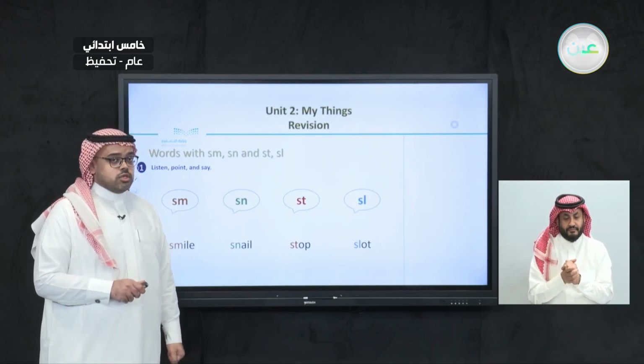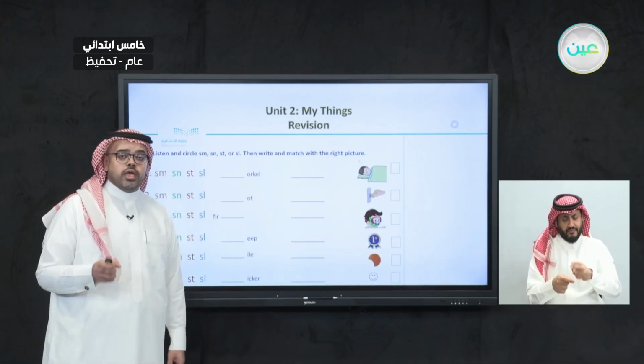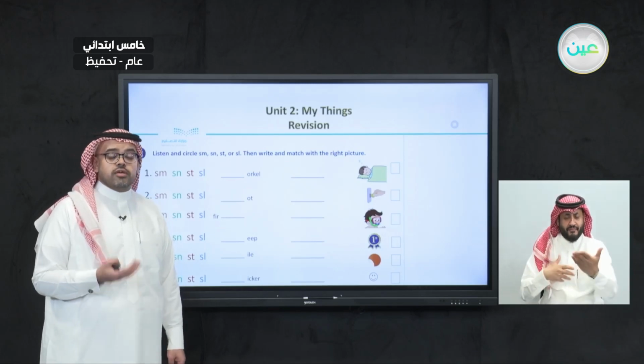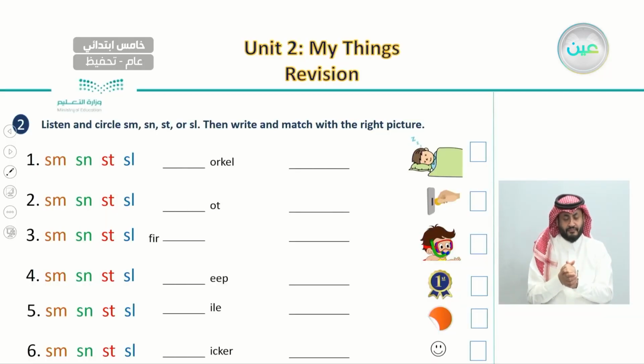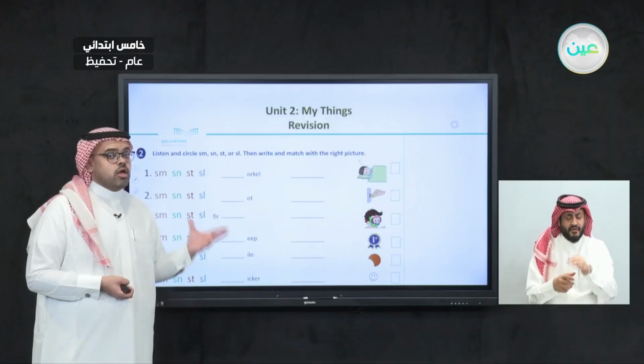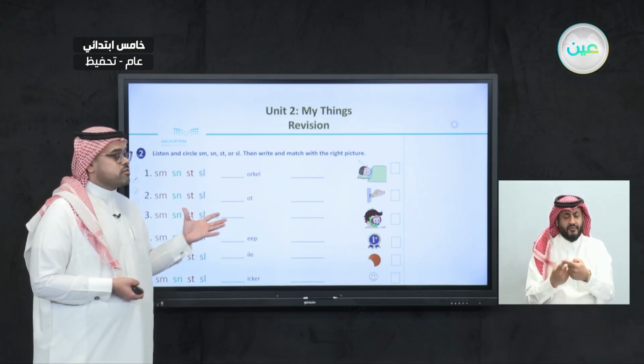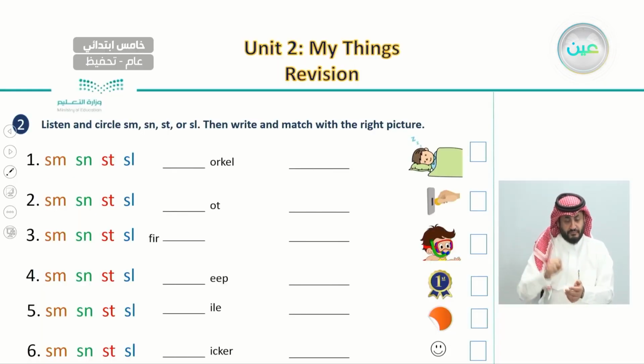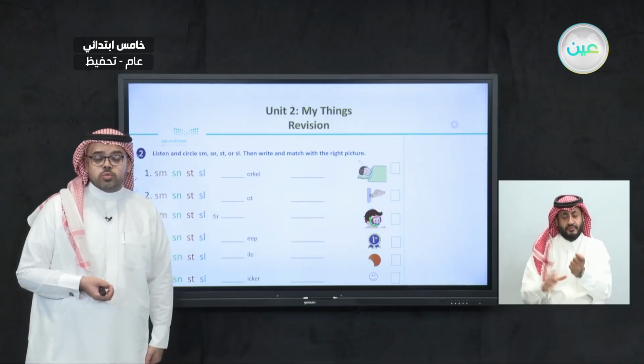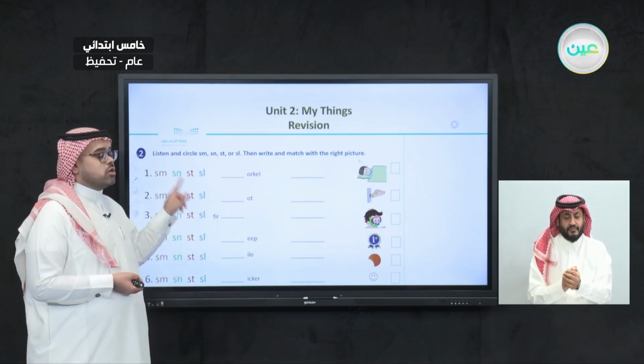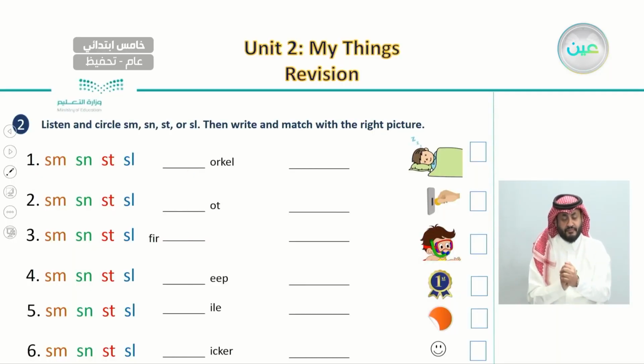After listening and practicing these words, we had last time an interesting exercise to follow, where we said that we're going to listen to 6 different words, and we need to decide which of these words start with either SM, SN, ST, or SL. After finding the letters that these words start with, we circle these letters, write the letters here, and also copy the words in this blank.